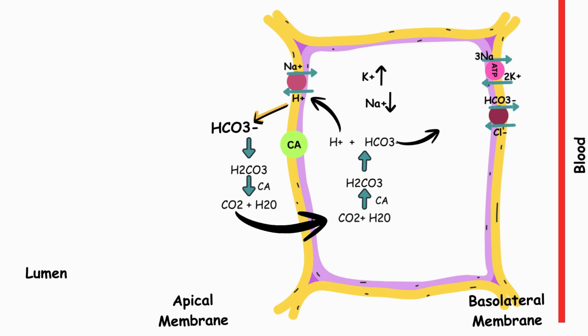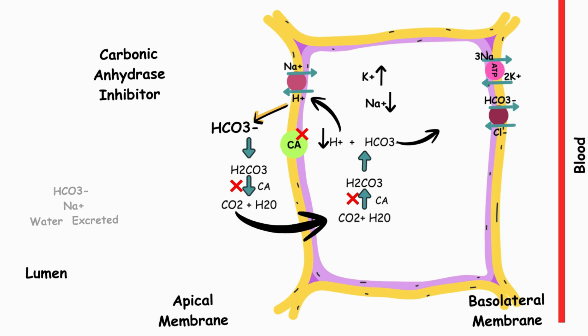Now carbonic anhydrase inhibitors will inhibit this enzyme, inhibiting the breakdown and formation of carbonic acid both in the lumen and inside the cell. Even if carbonic acid forms in the lumen, it will not be broken down into carbon dioxide and water, hence can't be absorbed, and then no proton will be available to absorb sodium from the filtrate, decreasing proton secretion in the lumen. Hence bicarbonate and sodium will be excreted, and as water tends to follow sodium, it will be excreted as well.